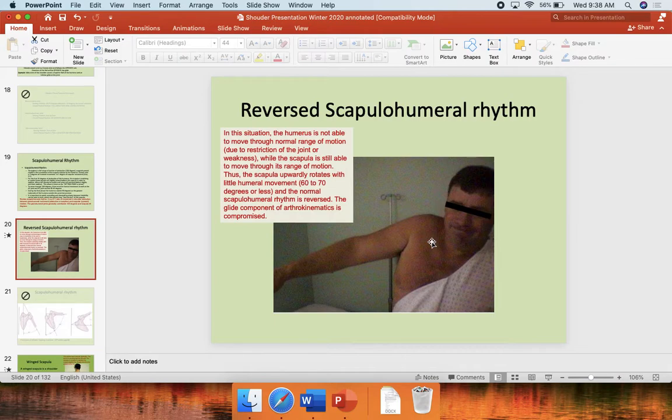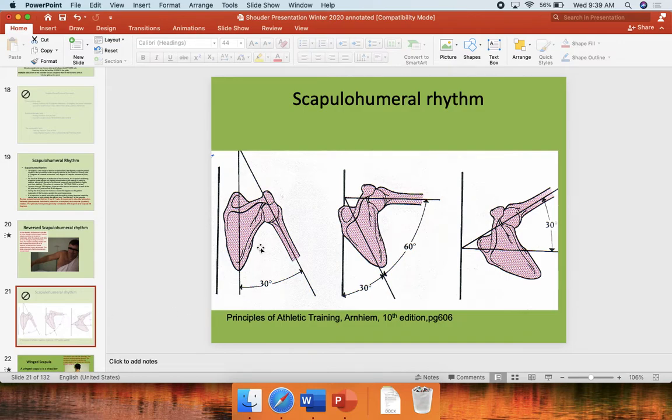So in this example here, you can read here, the humerus is not able to move through the normal range of motion, while the scapula is still able to move. So you can see in this individual how their body kind of tilts a little bit. This person is still achieving some shoulder range of motion, but it's strictly coming from that scapula upwardly rotating, while that glenohumeral joint is actually not achieving any motion. So here's an image here.